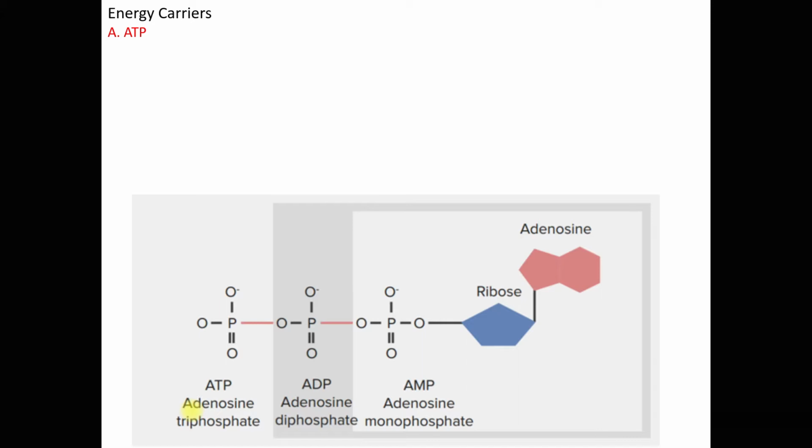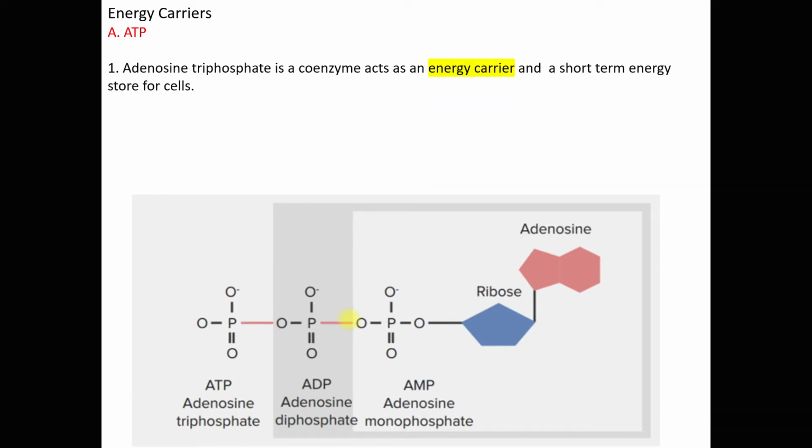So the first energy carrier is ATP. I'm sure you are very aware of this ATP. This is an ATP molecule that has the ribose sugar, the adenosine base and 3 molecules of inorganic phosphate. Adenosine triphosphate is a coenzyme that acts as an energy carrier and a short-term energy storage for cells.